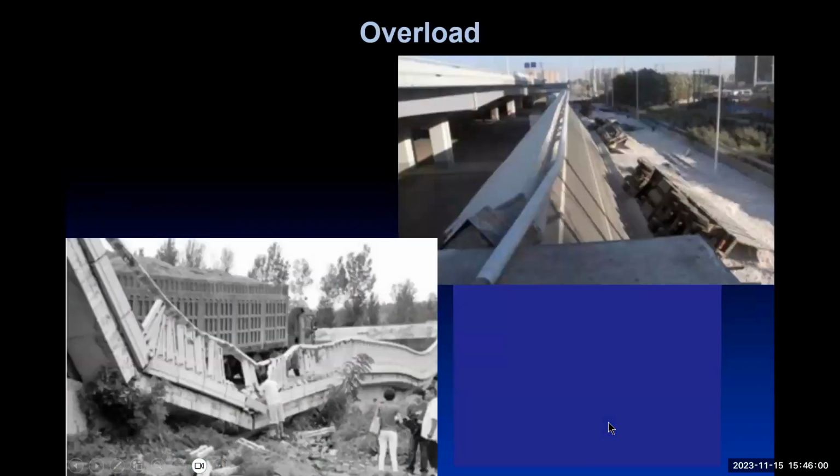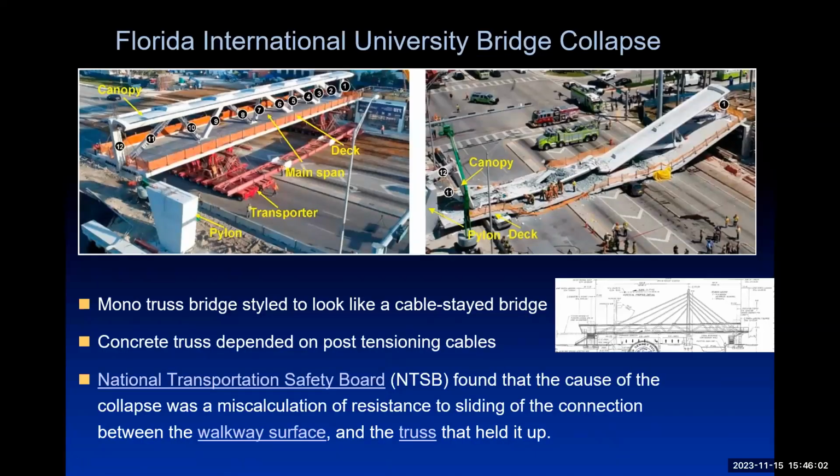Okay, so moving on now to the Florida International University bridge collapse just recently. This is a very interesting occurrence because this is a monotruss bridge, but it was styled to look like a cable stayed bridge. This was the original design.